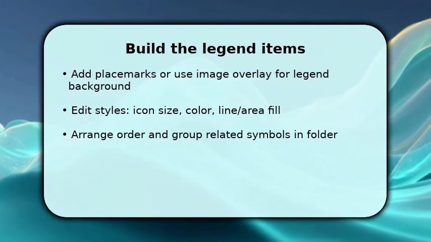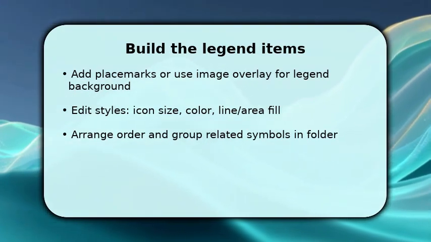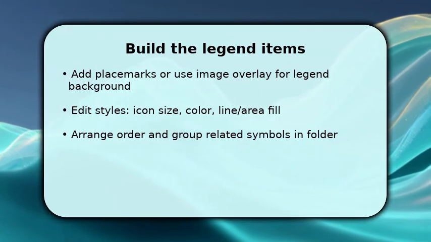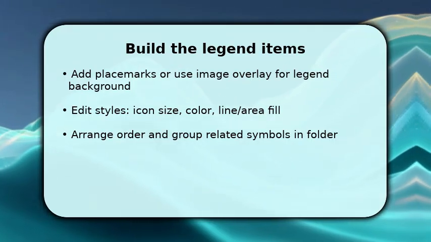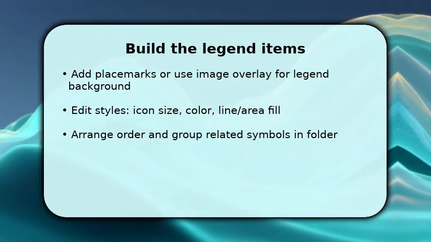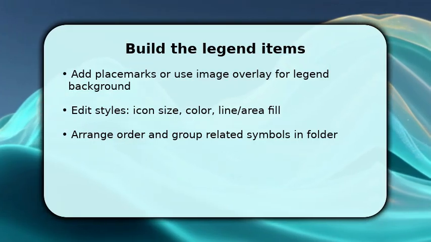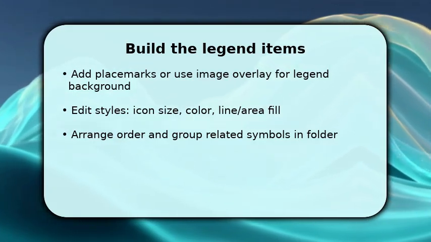Now assemble the visible legend elements. Add placemarks for each symbol you need and edit their style. Choose icon, scale, and label. For polygons and lines, set stroke width, dash pattern, and fill opacity so they reproduce map symbology accurately.